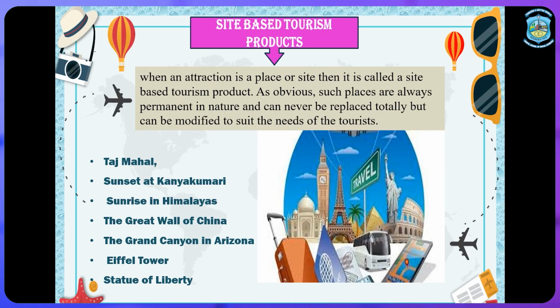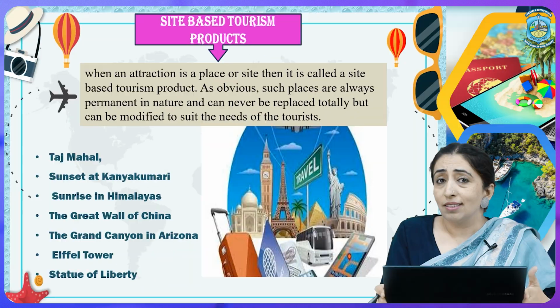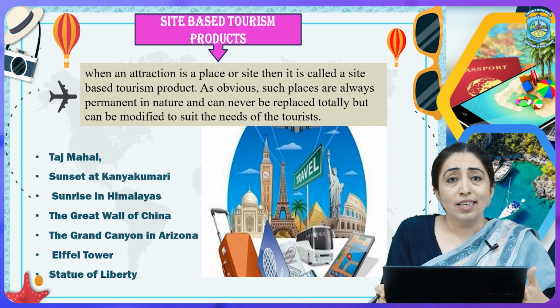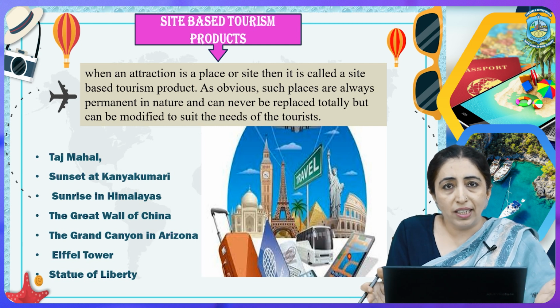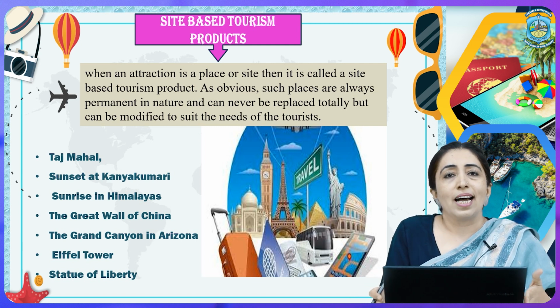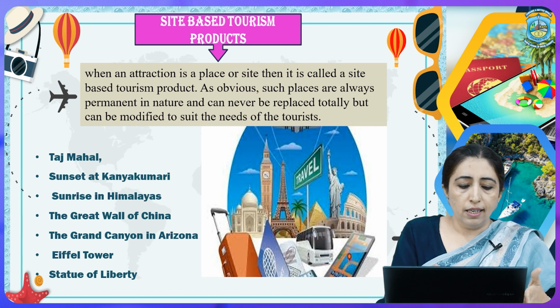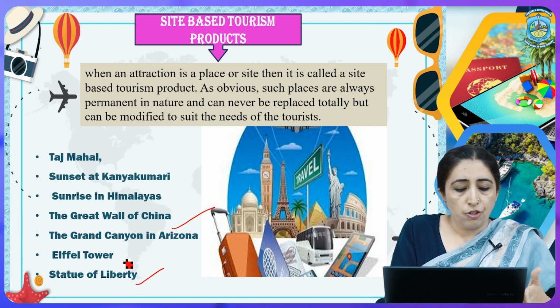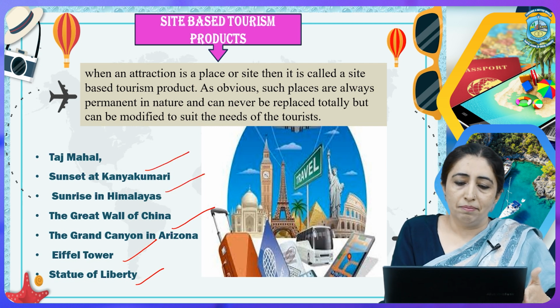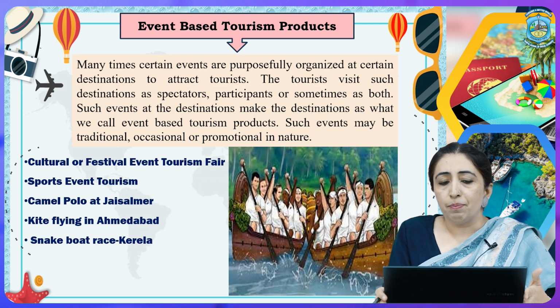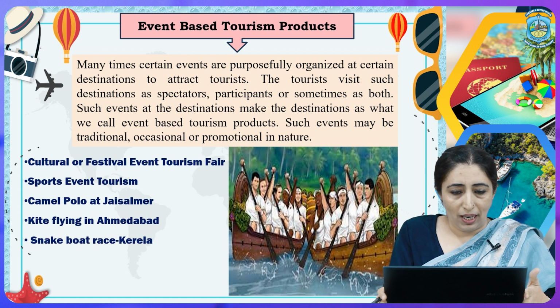Site-based tourism products. As we all know very well about the Taj Mahal in the city of Agra, it is the main attraction of the site-based tourism. It means when any site or place attracts tourists for a specific destination, it is known as site-based tourism products, like the Statue of Liberty, Great Wall of China, the Eiffel Tower, Taj Mahal, Sunset of Kanyakumari and many more.